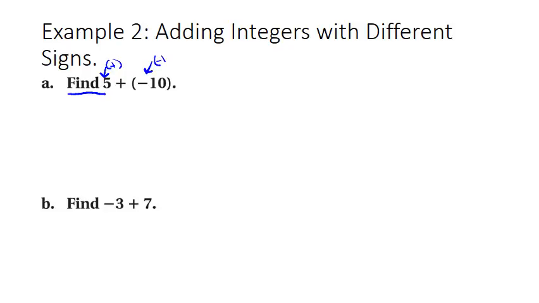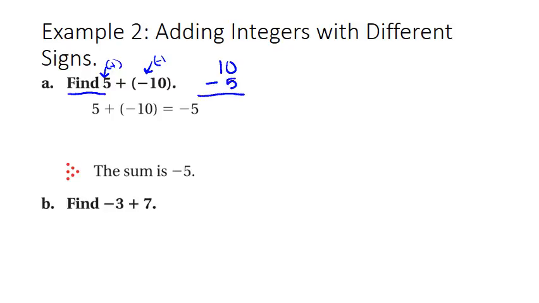And so what we can say is, okay, I want to take the larger absolute value. So which one of these two numbers is bigger? Okay, so is 10 bigger than 5? Well, yeah, so we're going to take 10. We're going to take away the smaller number, so 10 minus 5. And then we're going to say, okay, 10 minus 5 is equal to 5.